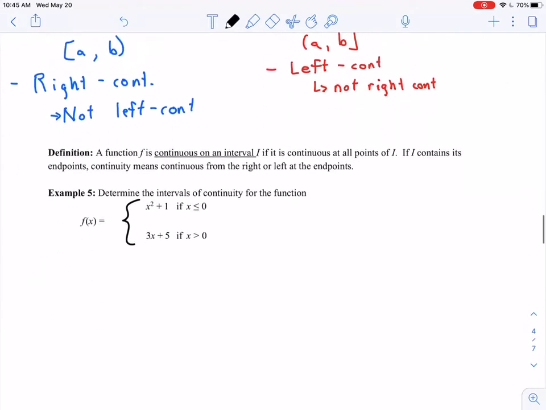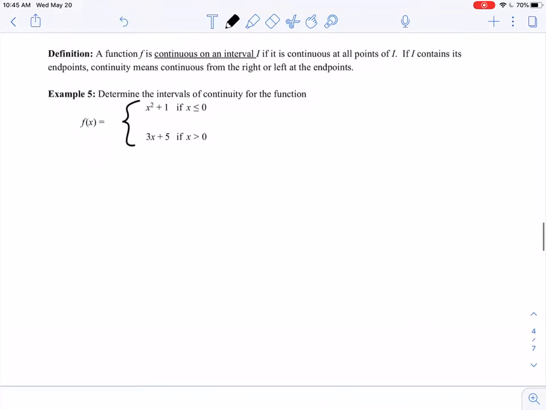So I want to use this idea to help me define continuity on an interval. We say a function f is continuous on an interval I if it is continuous at all points of that interval I. So if I contains its endpoints, continuity means continuous from the left and the right. Here we're going to use this to help us look at a piecewise defined function. So here I have f of x equals x squared plus 1 if x is less than or equal to 0, and 3x plus 5 if x is greater than 0. So I'm going to look at my two intervals actually to start off.